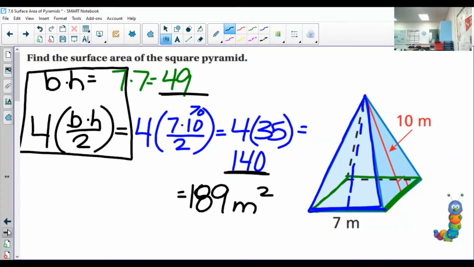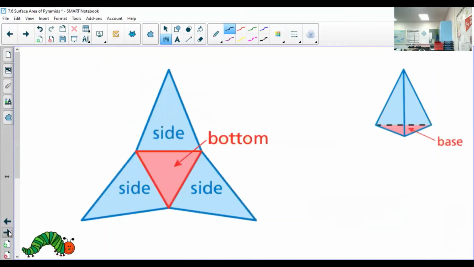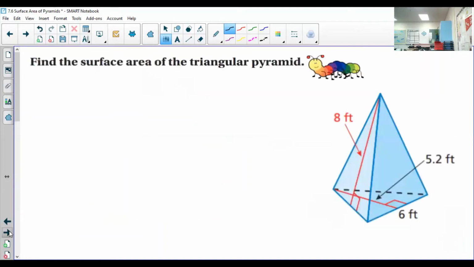I'm already jumping ahead because next we're going to do the triangular pyramid, which is this one right here, okay? We've got the triangle on the bottom, and this time, because we only have 3 sides, we're going to have to do 3, okay? Oh, there it is broken apart. All right, so here we go. Let's start with this one.